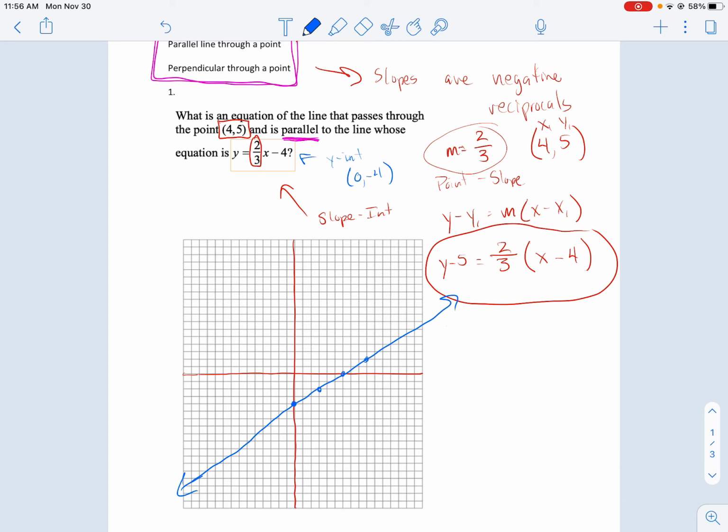So that's the equation of y equals 2/3 x minus 4. And now I want to graph this guy right here. So I graph this point, which is 4 comma 5.